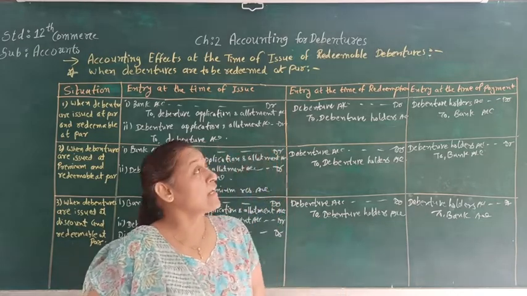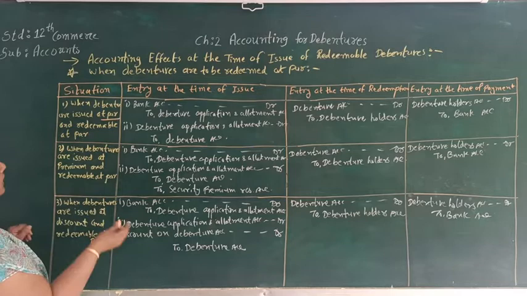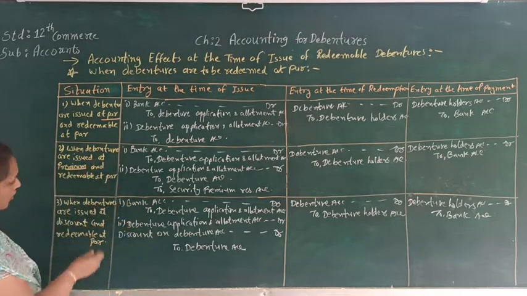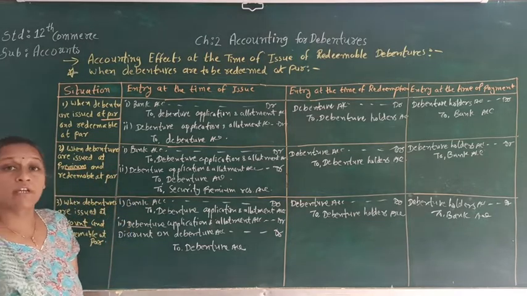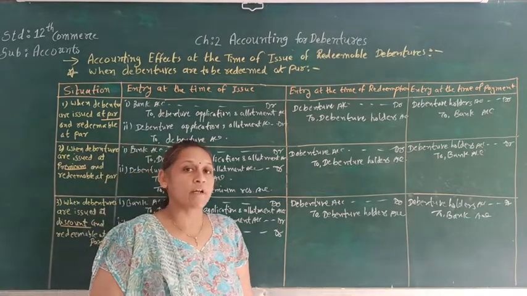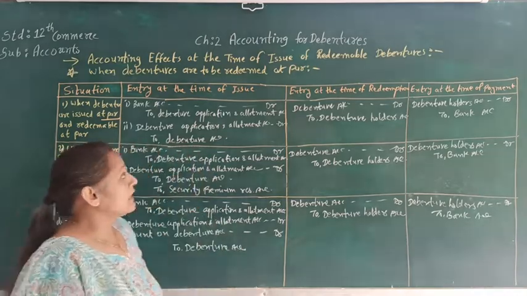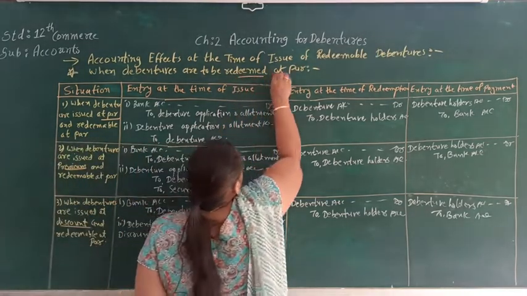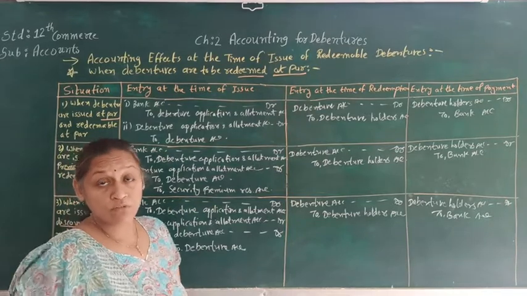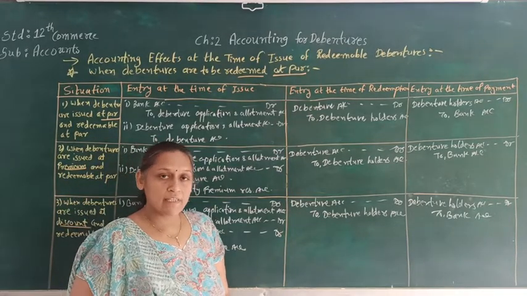So here we are issuing debenture at par, at premium or at discount. So here the issue of debenture can be at par or at premium or at discount. But when we are redeeming that debenture, that time we are redeeming it at par. So how to pass the accounting effect in the books of the company, that we will see today.